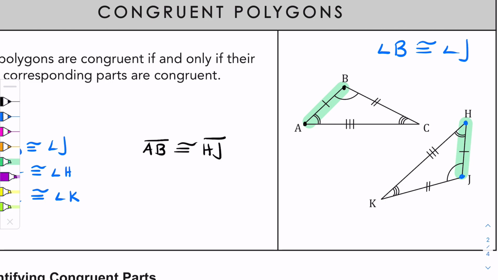Next, we're going to look at BC. I see that these are congruent because of the two angle connectors or two angle marks. So BC is congruent to JK. And the last one is AC is congruent to HK. And I see the three connectors.